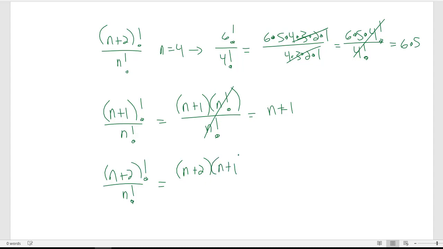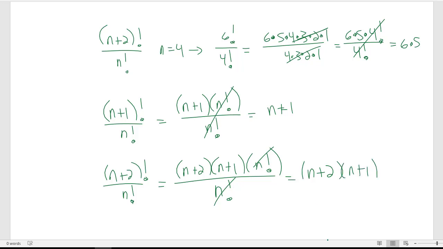N plus 2, and then 1 less is n plus 1, and then 1 less is n factorial. We stop because those n factorials are going to reduce, and we end up with n plus 2 times n plus 1. So the really cool, convenient feature of the ratio test is that it allows me to deal with these factorials in a really clean, efficient manner. Just like we saw in that first example, the exponentials clean up really nice, and the factorials will clean up really nice as well.